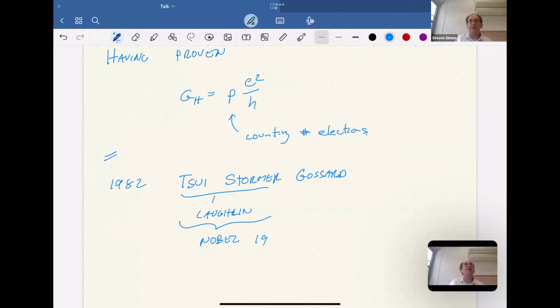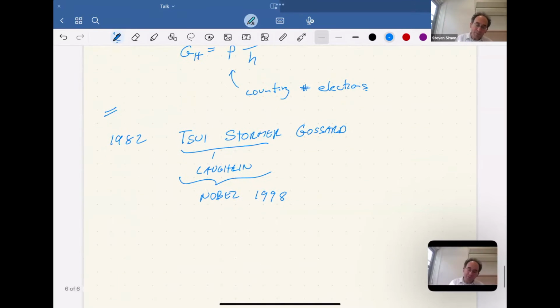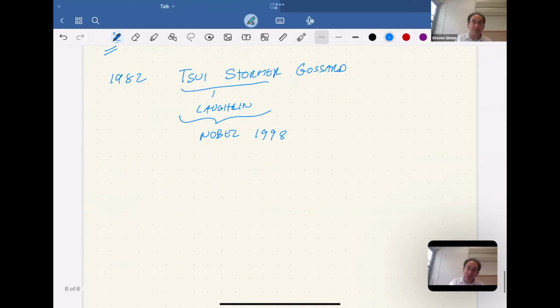in 1998, I think. Anyway, so what did Tsui, Stormer, and Gossard discover? They discovered that you can have situations where the Hall conductance is some P over Q, times e squared over h, where P and Q are relatively prime integers.